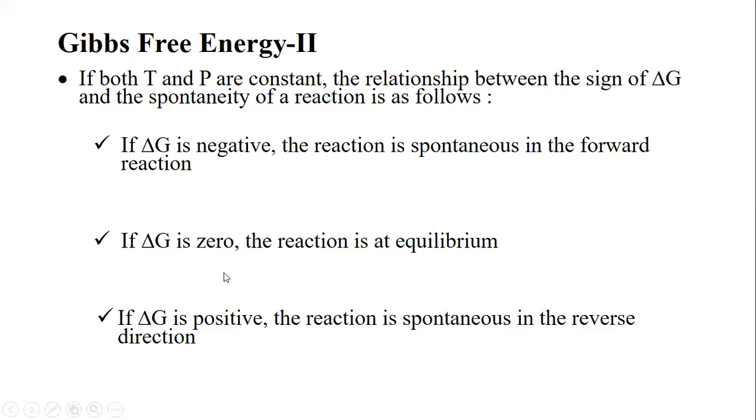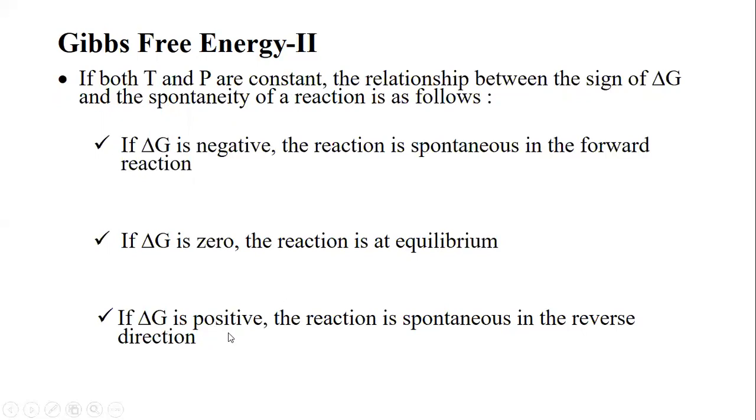If delta G is 0, the reaction is at equilibrium. That means it's finished. It's not going back and forth. It might be going back and forth, but at the same speed. You don't feel it, you don't know it, but it's constant, so it's at equilibrium.